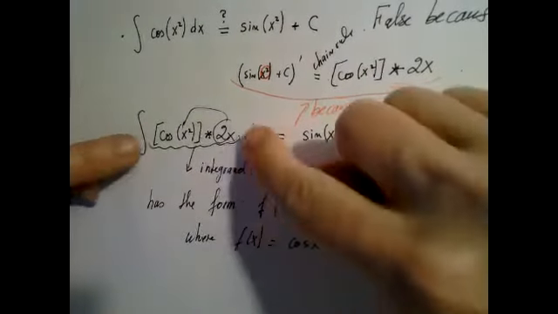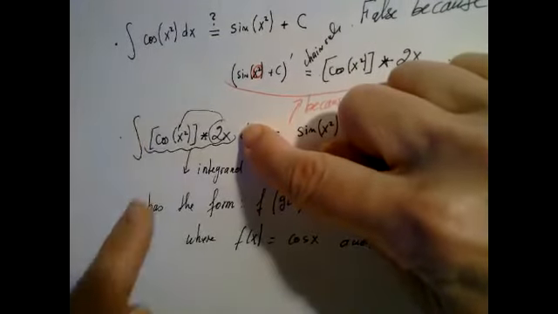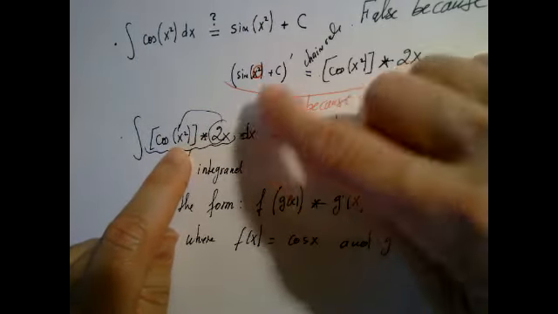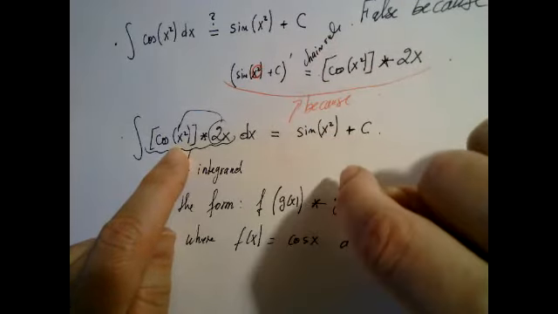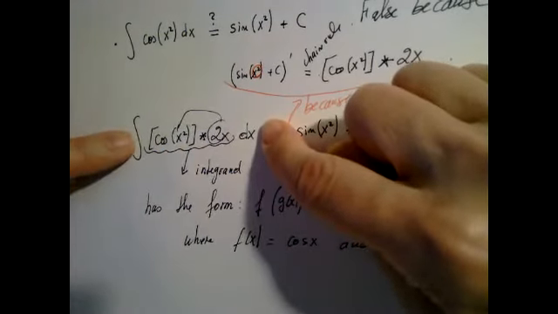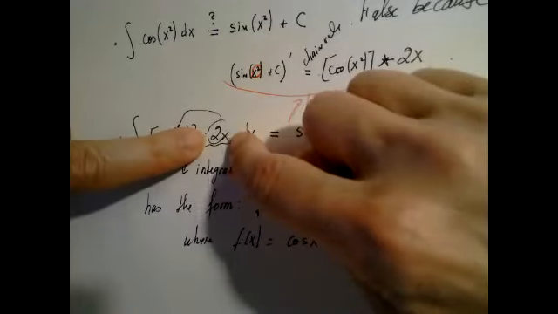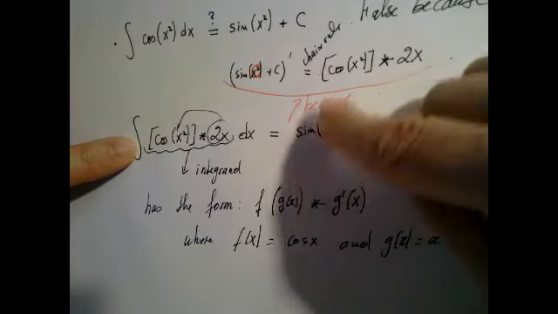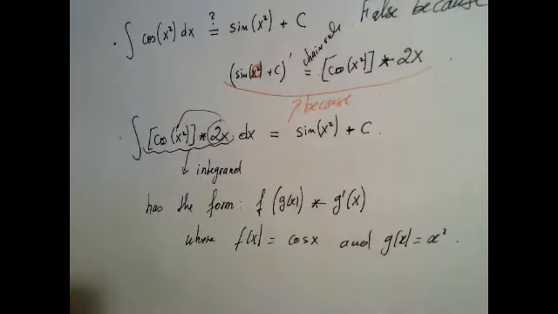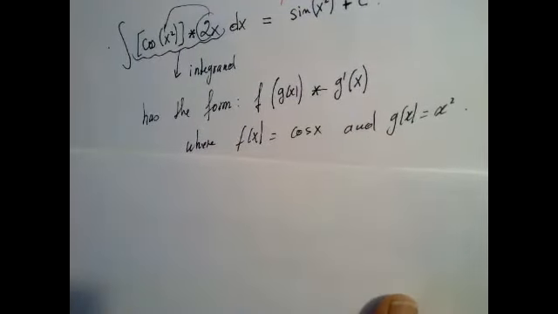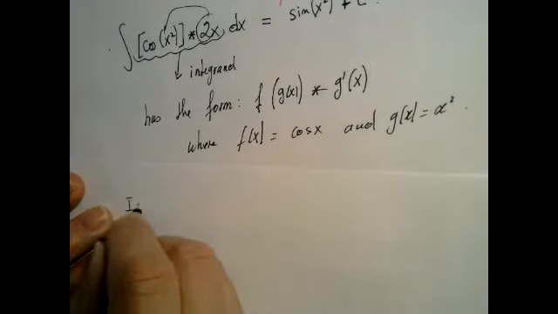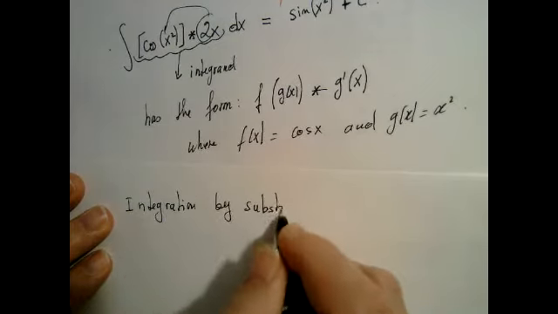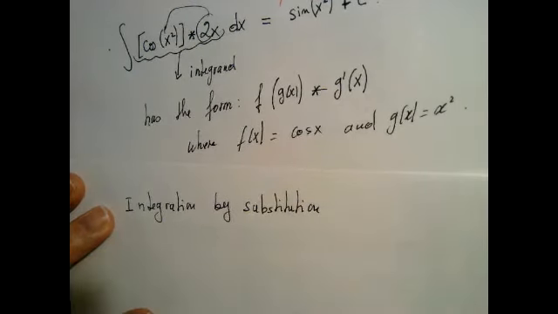So this type of integrand has a very, very specific format: cosine of an inside function, x squared, times the derivative of the inside. Reversing the chain rule got me to sine x squared. Whenever an integral has this very specific form, inside and derivative of the inside, we use a technique called integration by substitution to solve it, because we cannot guess it all the time. This is really hard. So integration by substitution is a tool. Integration by substitution, or sometimes called u substitution, is a technique.